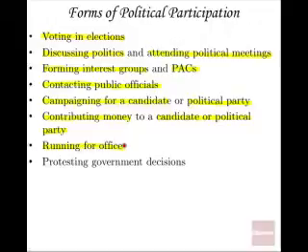It's just one of those things that most people don't do simply because they're not interested, or time considerations. Or you can protest government decisions. I think a lot of people will resort to that. If they don't like something, they'll congregate and they'll protest, and it's definitely within an individual's First Amendment rights to participate that way.